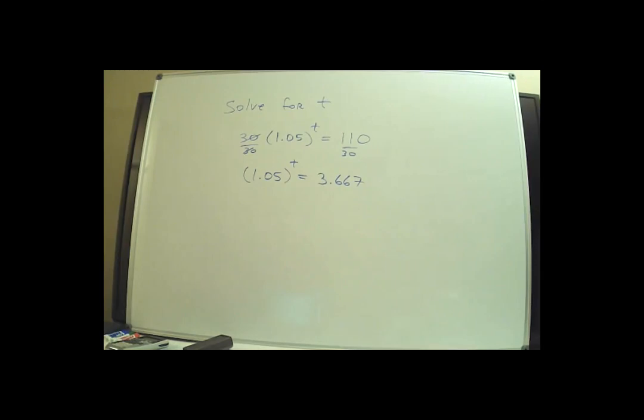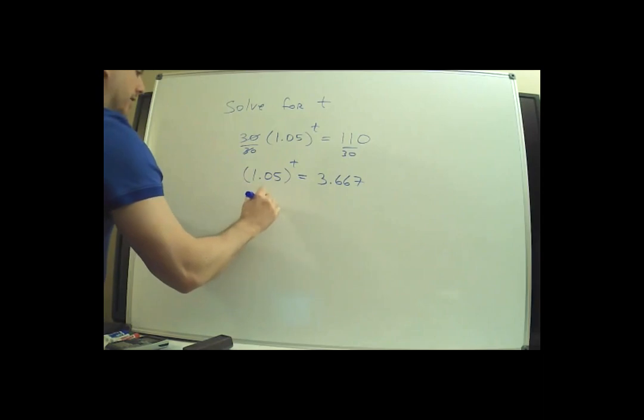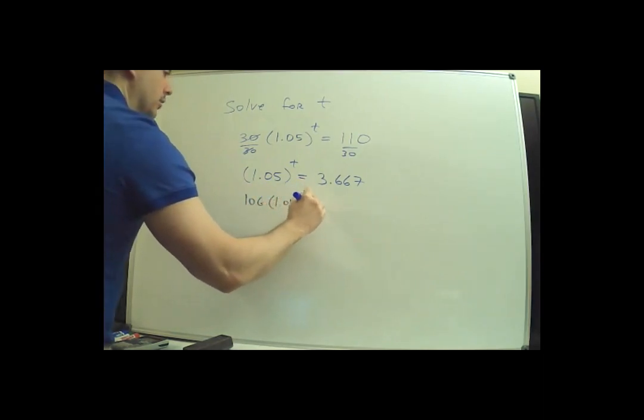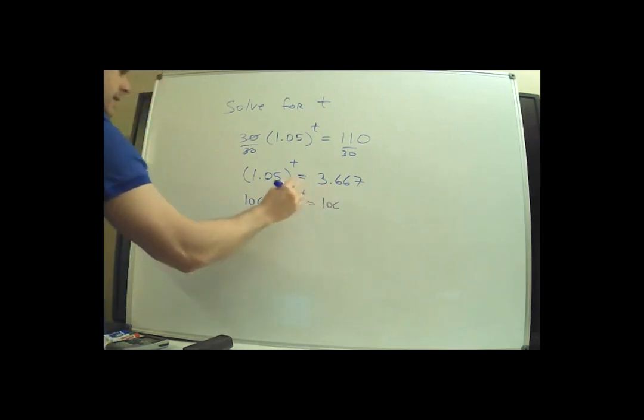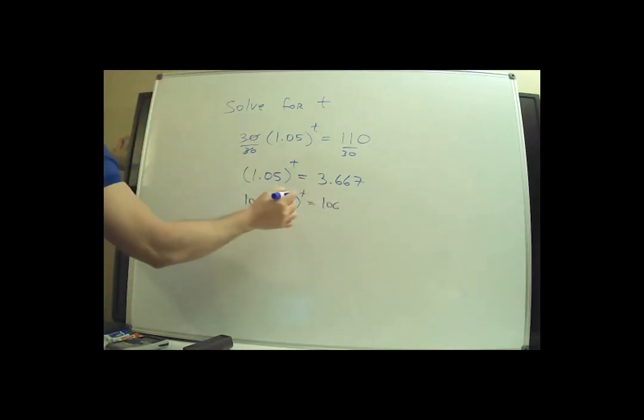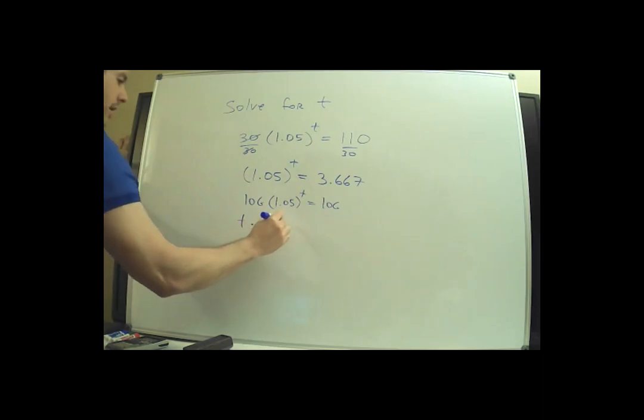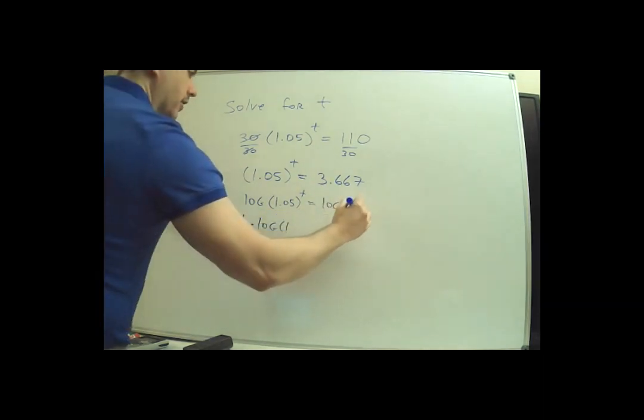I paused for a moment to ask everybody how to get that t out of the power, and someone told me to do the log of both sides and then use the logarithm property to move the t into the front. Remember, that was a property of logarithms. When you do log of something to a power, I can take that power and move it into the front as a product. Let me finish writing this side.